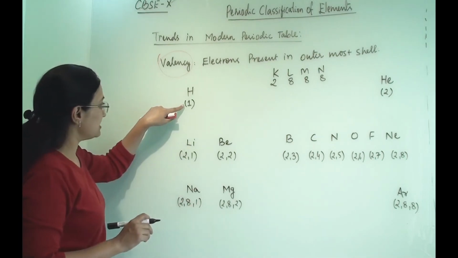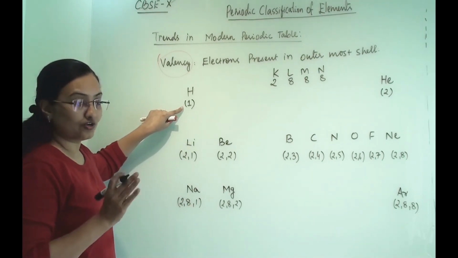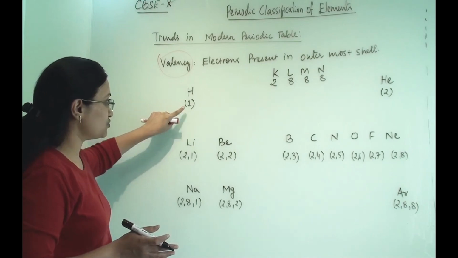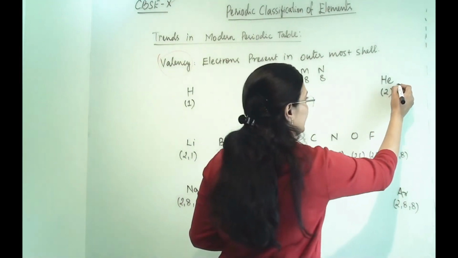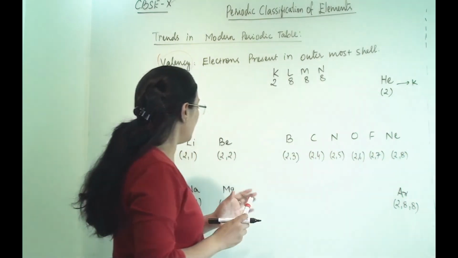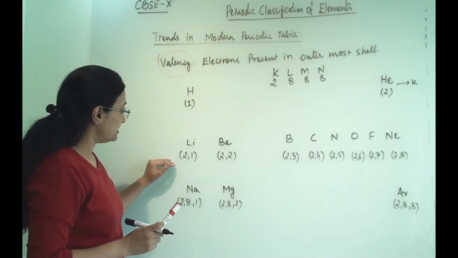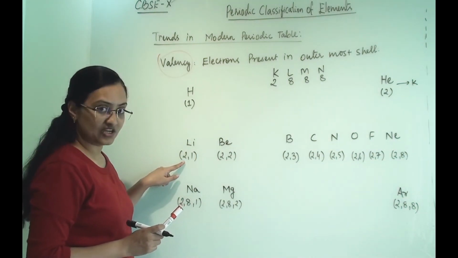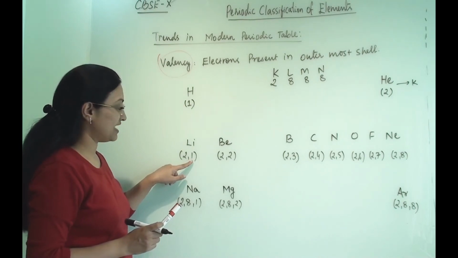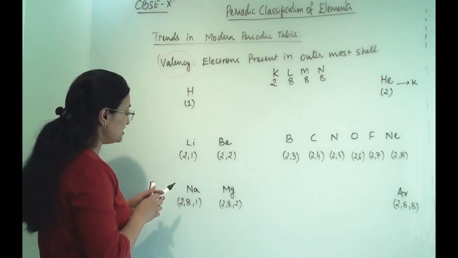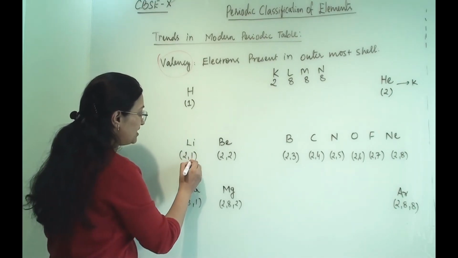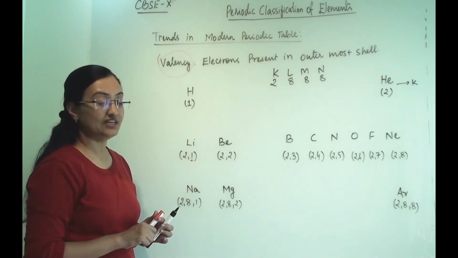So let us see here the electronic configuration of elements. Hydrogen is 1, helium is 2. So here the K shell is completely filled. Now with the second period, lithium is starting with the L shell. So 2, 1. Here the L shell has been started and there is 1 electron in this. So this 1 electron will be the valency of lithium.